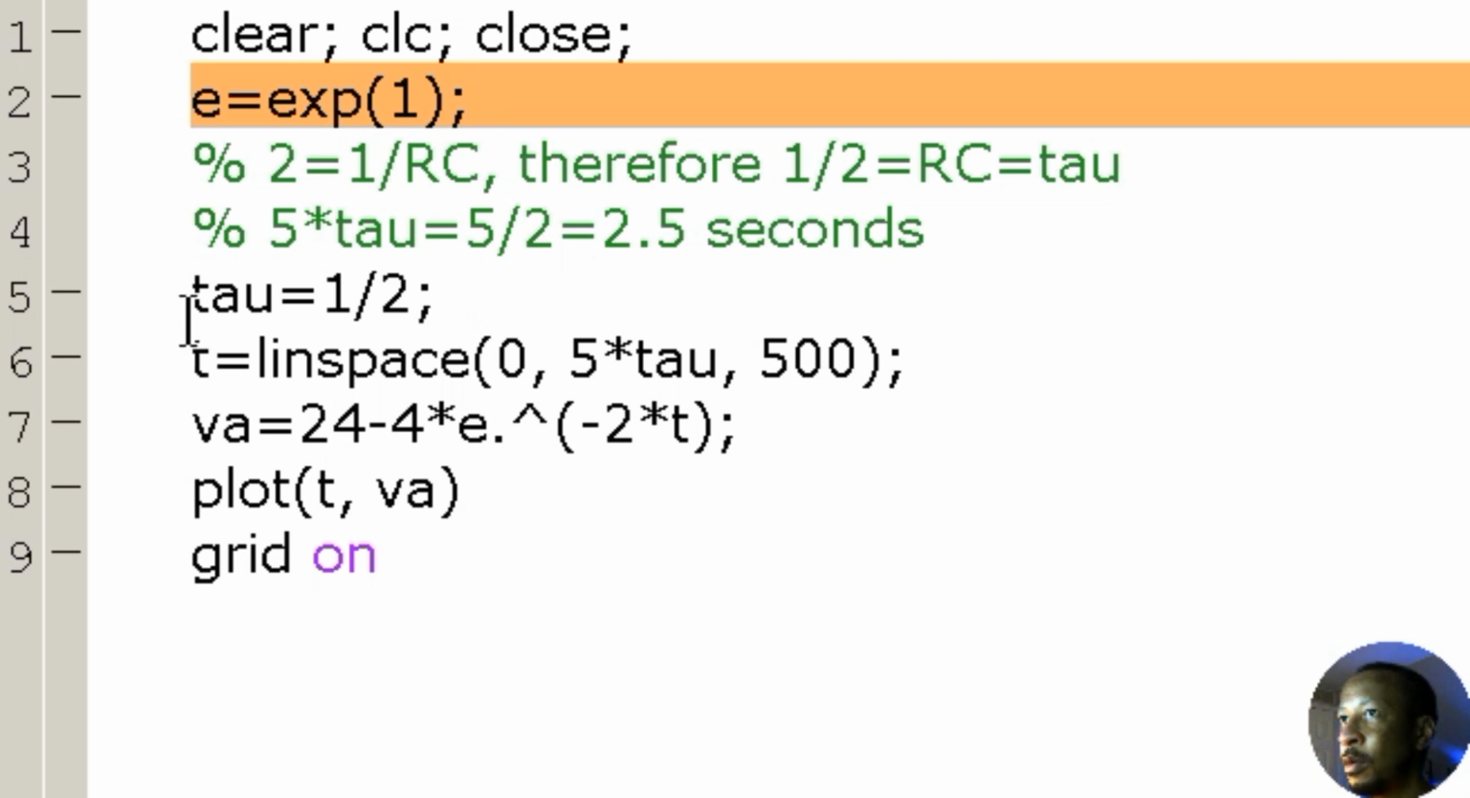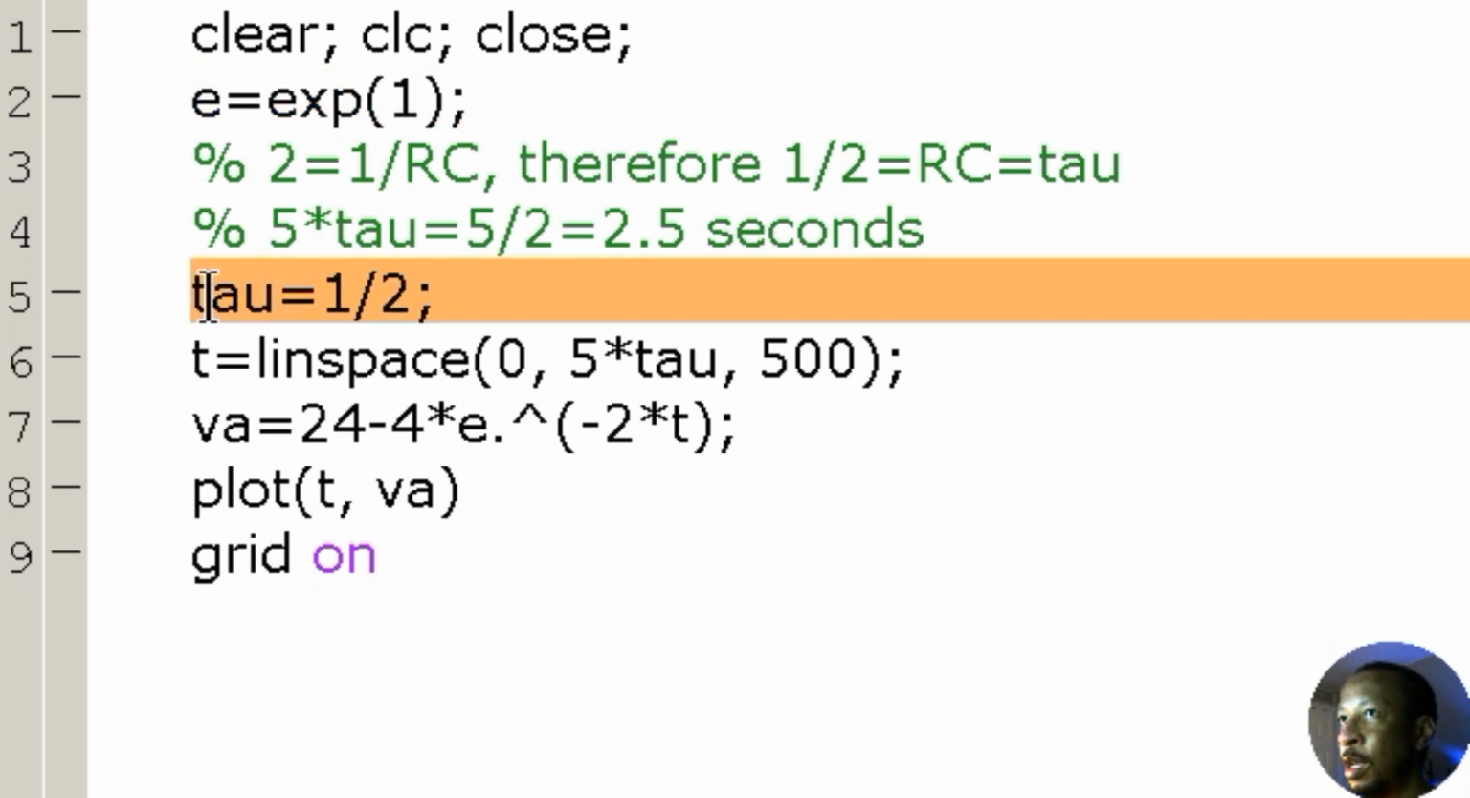Next, I just put here again, for my script. I have to use it in my script, so I have to put it there. Tau equals half. Then I'm going to use a linear space, from 0 up to 5 tau, and I'm going to use 500 points. Again, this is resolution. You can use more if you want to.